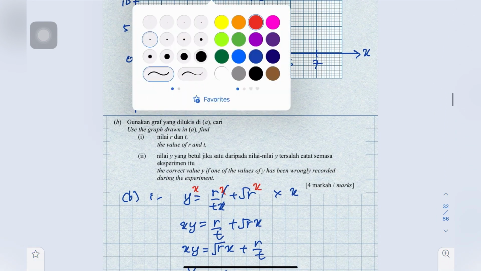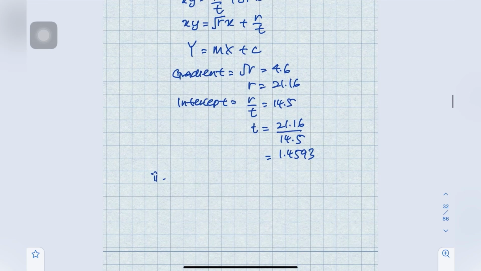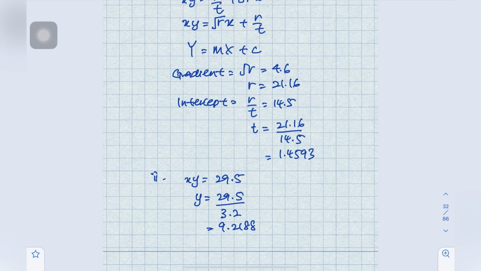Okay. So just now xy equals to 29.5. Dia nak y. So y is 29.5 divided by x. X is 3.2. Okay, so kita dapat 9.2188.